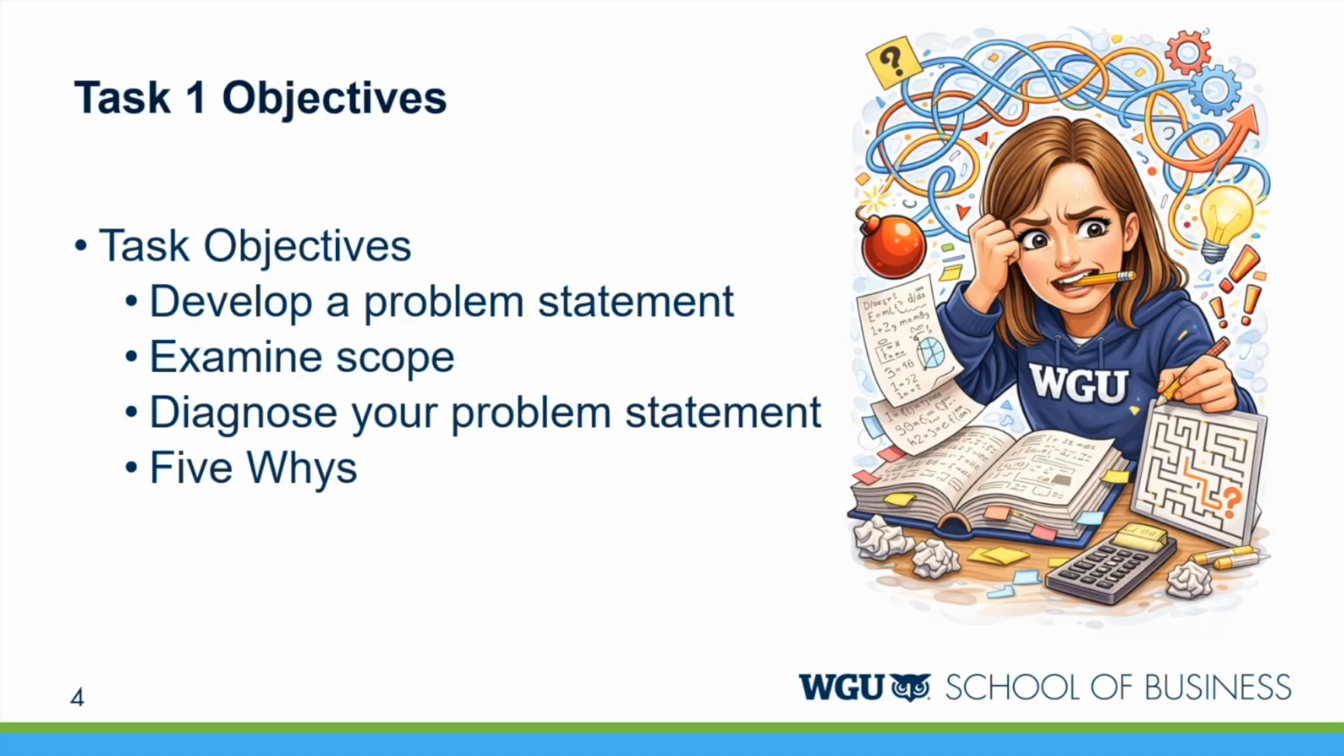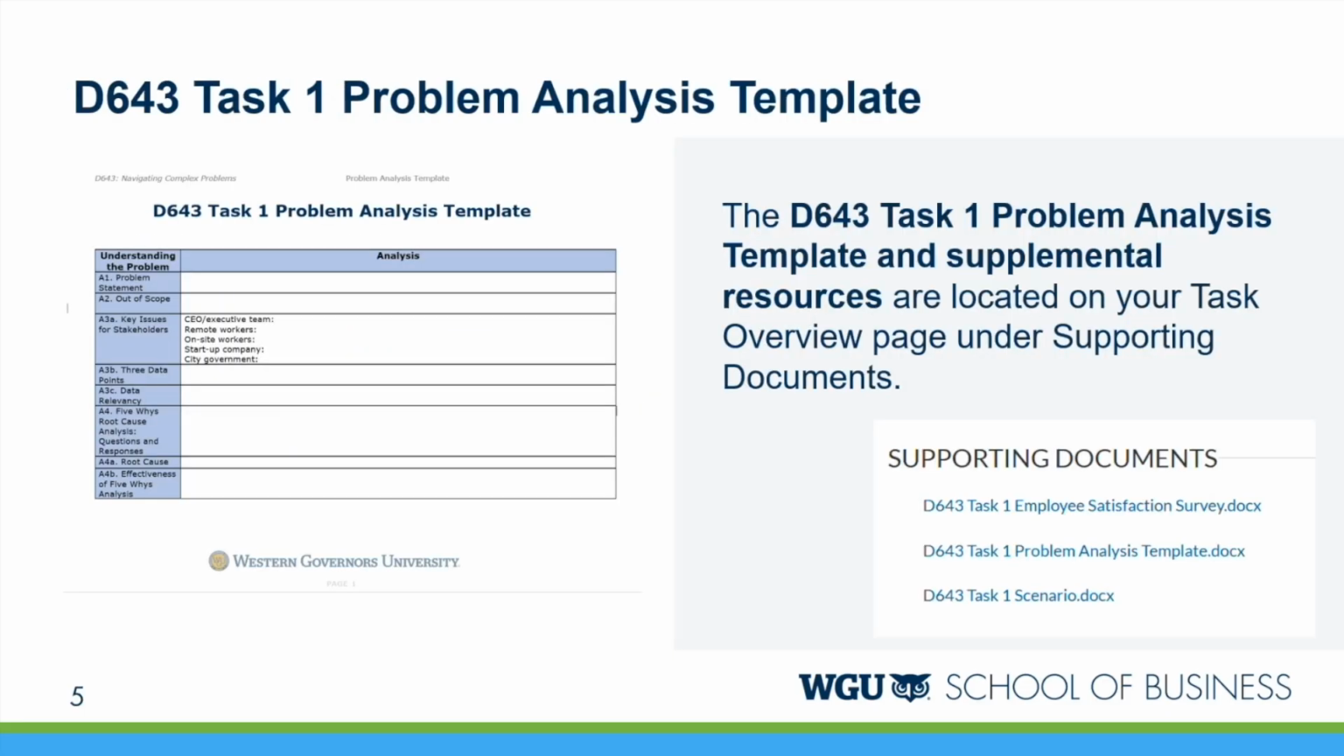The objectives for task 1 is to develop a problem statement. We're going to talk about how to make that very clear, examine the scope of the problem, what fits within the parameters of that problem, what is outside of the scope that you don't need to solve for, and then diagnose the problem using evidence. We're going to look at what data you have, and then conduct a 5 whys analysis, which is talked about in your course material. There is a template for task 1.